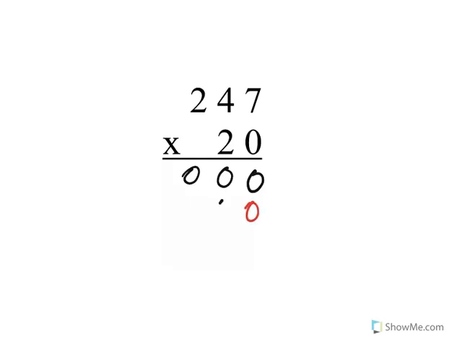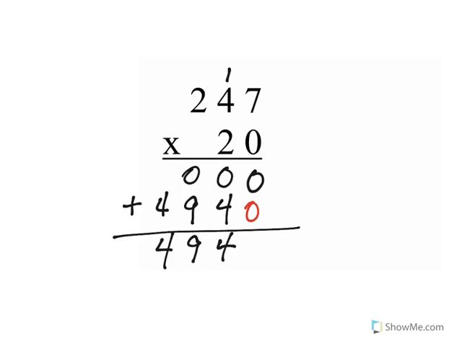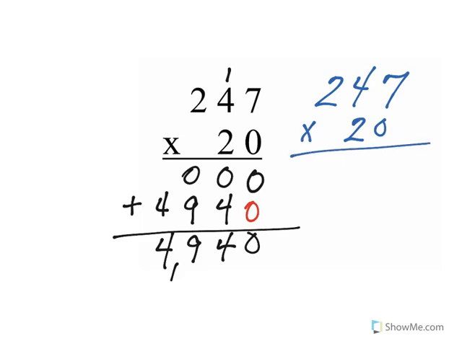Now 2 times 7 is 14, carry our 1. 2 times 4 is 8, plus 1 is 9, and 2 times 4 is 4. Now when we add all this up, we end up with 4,940.